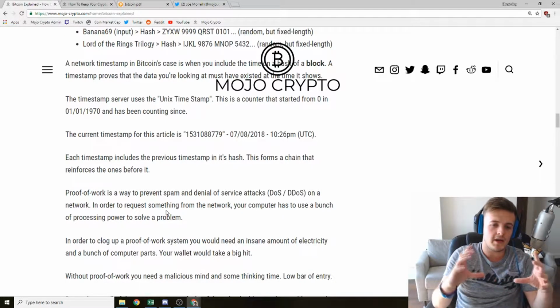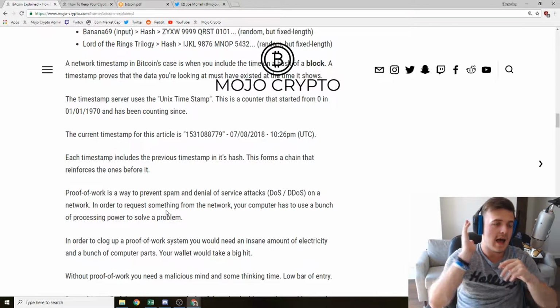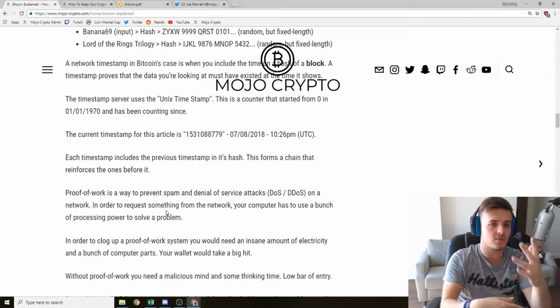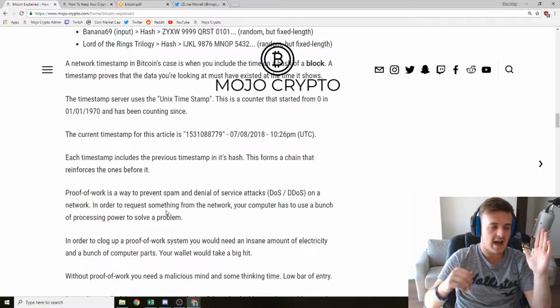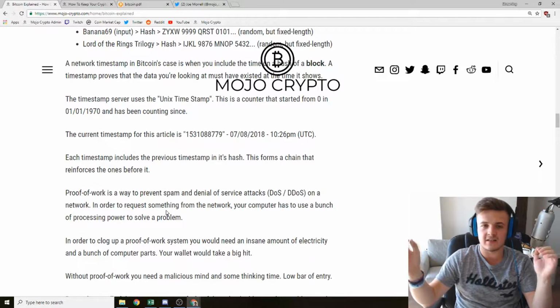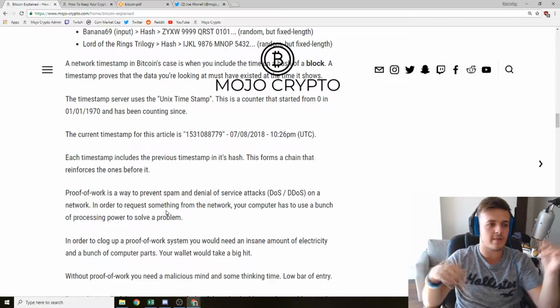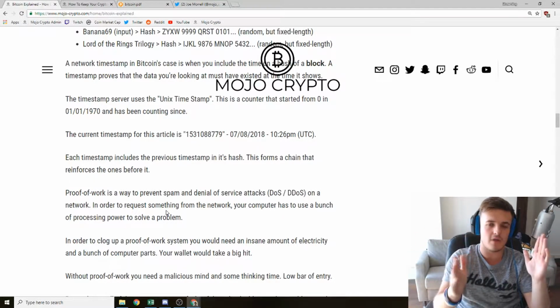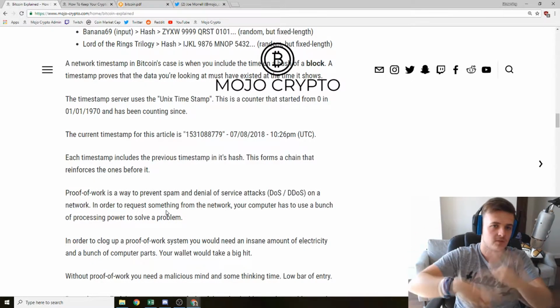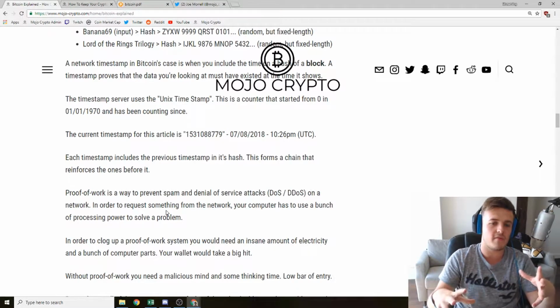If you had the Bitcoin network without proof of work, I could send thousands and thousands of spammy transactions, like 1p to 1p, to different addresses. I could send 1 cent to someone else, and then that person can send it back, or you could send it from one of your accounts to another, and just spam it and spam it and really clog up the network and slow everything down. So that's why proof of work is needed.